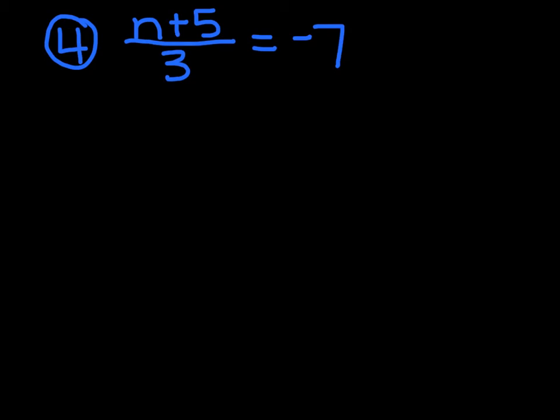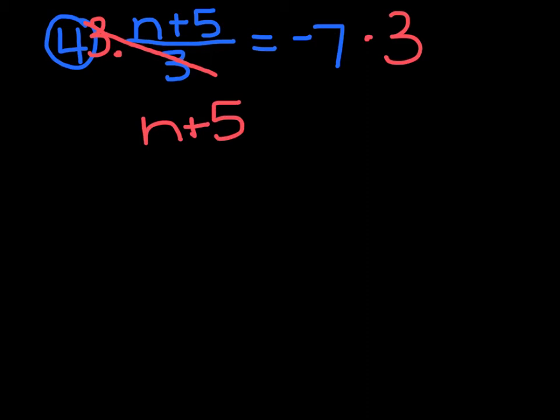You can't do it. The very last thing you do in this problem is dividing everything by 3. That's the first thing you need to undo. So the opposite of dividing by 3 is multiplying by 3. So if you multiply both sides by 3, check what happens. Dividing by 3 and multiplying by 3 cancel. So that leaves you with n plus 5, because we've undone the dividing by 3. And then negative 7 times 3 is negative 21.